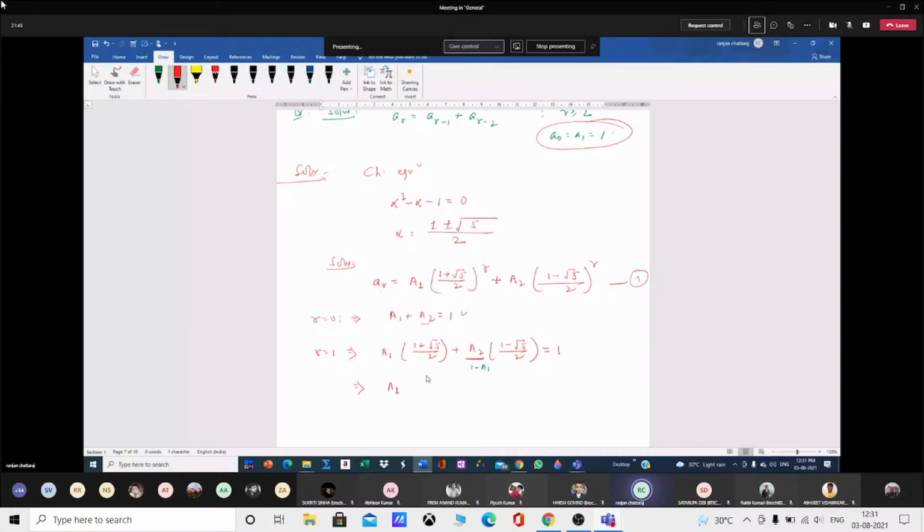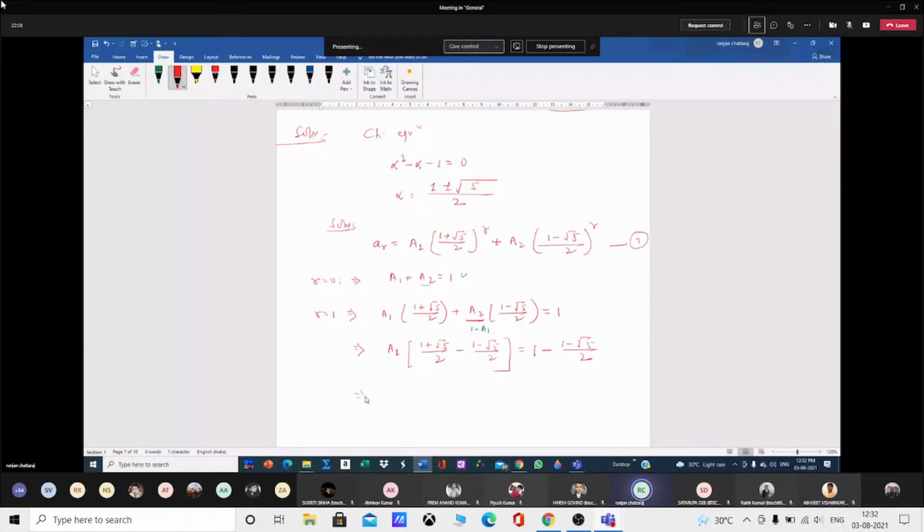So how much will you get? a1 into (1 plus root 5) upon 2, and due to this you will get minus (1 minus root 5) upon 2, this is a1. Remaining is 1, so it will go to this side upon 2. Minus, this is plus, so 2 times root 5 divided by 2 gives you root 5 a1. And this side becomes 2 minus 1, it is 1, plus root 5 by 2. So a1 is equal to 1 by root 5 into this.